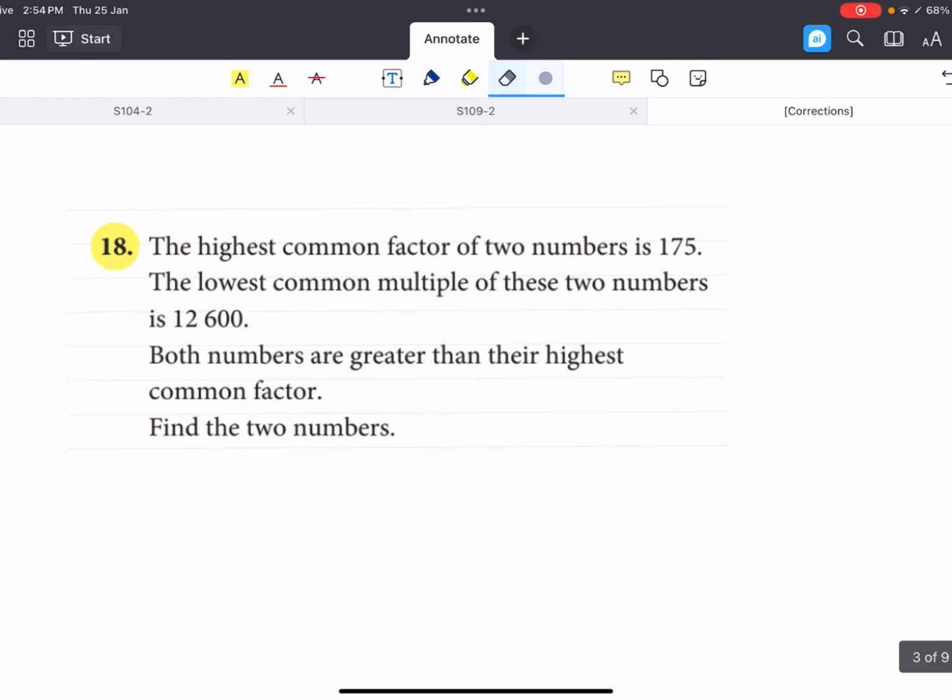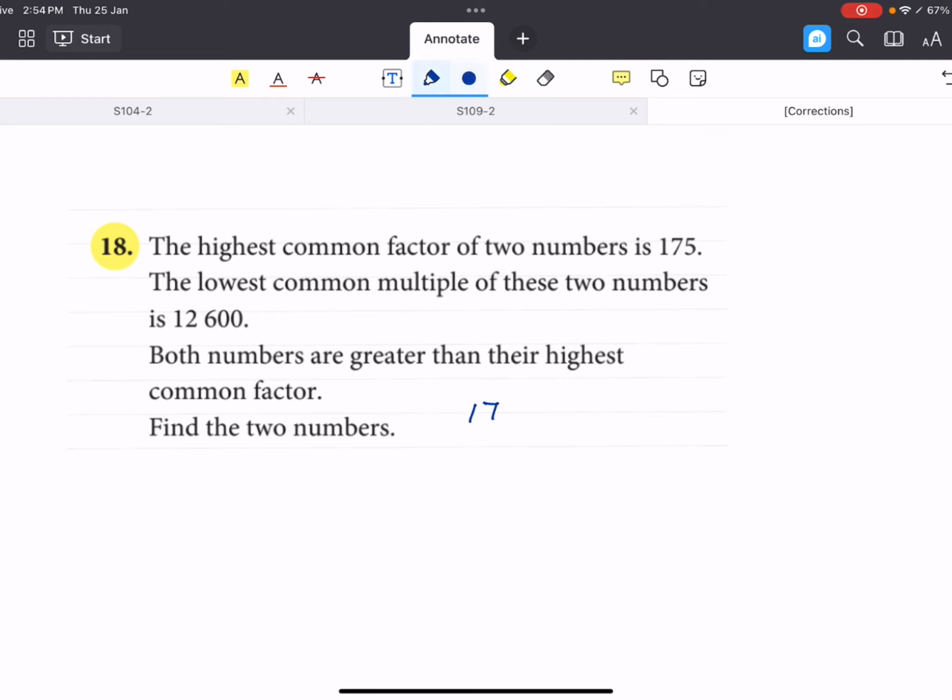Next one, question 18. The highest common factor of two numbers is 175. The lowest common multiple of these two is 12600. Both numbers are greater than their highest common factor. Find the two numbers. So, the first thing we're going to do is list them down, right? So 175.